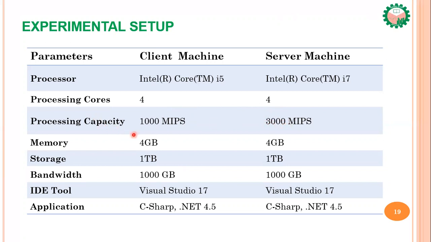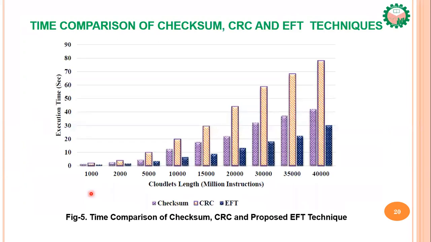The memory of the client machine is 4 GB and the server machine is 4 GB. The storage of the client machine is 1 TB and the server machine is 1 TB. The bandwidth of the client machine and server machine is 1000 GB. The integrated development tool of the client machine and server machine is Visual Studio 17. The application of the client machine and server machine is C# 4.5.